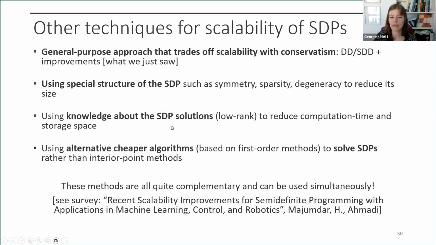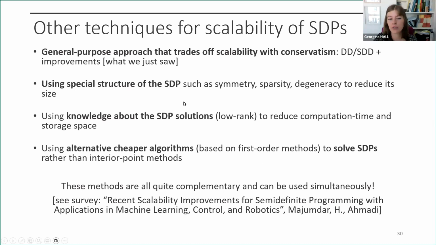If you know something about the semi-definite programming solutions you have, for example, if you know that the solutions to your semi-definite program are low rank, then you can leverage this to reduce computation time and storage space of your matrices and the SDP solutions in general. So these are three different ways of speeding up semi-definite programs. And you can also use alternative, cheaper algorithms to solve semi-definite programs. Traditionally, semi-definite programs have been solved using interior point methods, which can lead to very dense sets of computations. If you work with first order methods, this can be much cheaper. So essentially, these are an array of tools to use if you're looking to solve semi-definite programs or sums of squares programs.